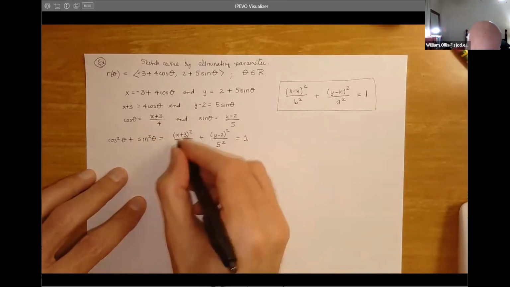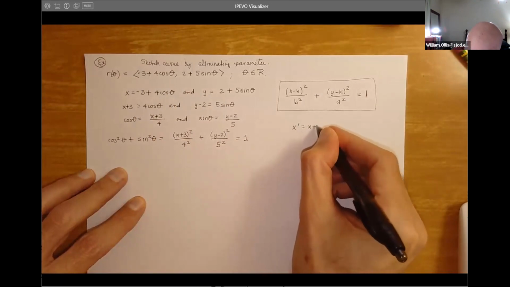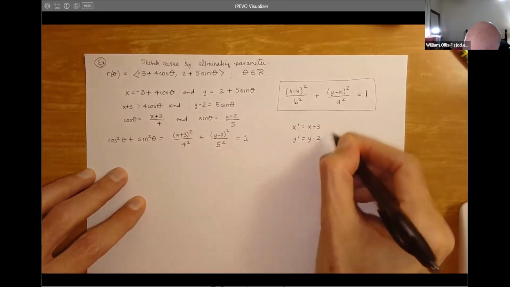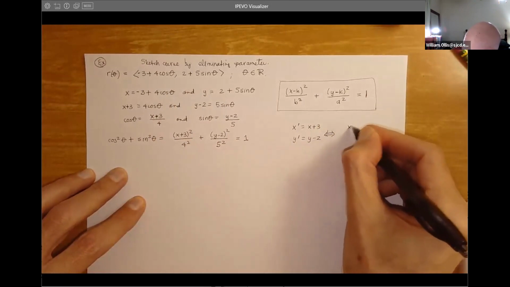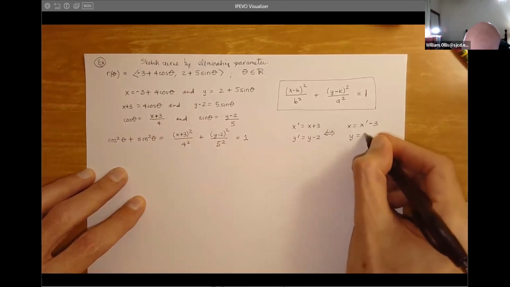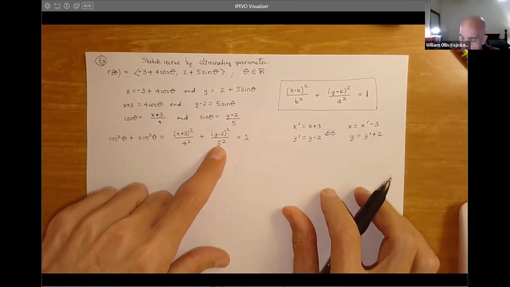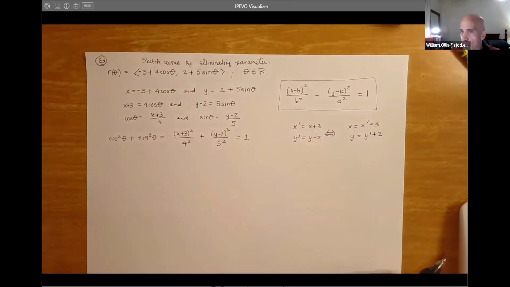So basically, these are the translation equations. X prime equals x plus 3. Y prime equals y minus 2, if and only if, in this case, we would have what? X equals x prime minus 3, and y equals y prime plus 2. So what you're seeing here is that the y-axis is now x equals negative 3, and the new x-axis is y equals 2. So it's translation of axes.